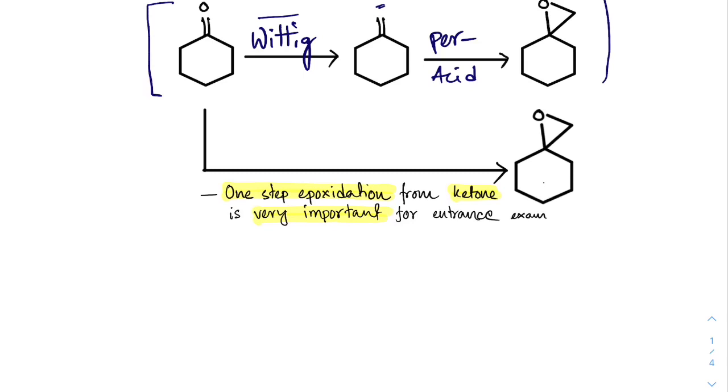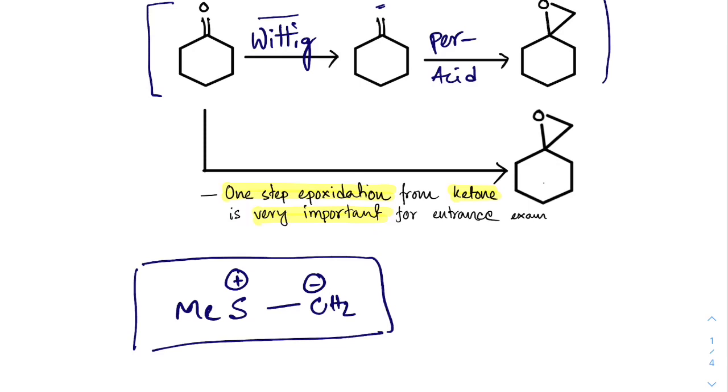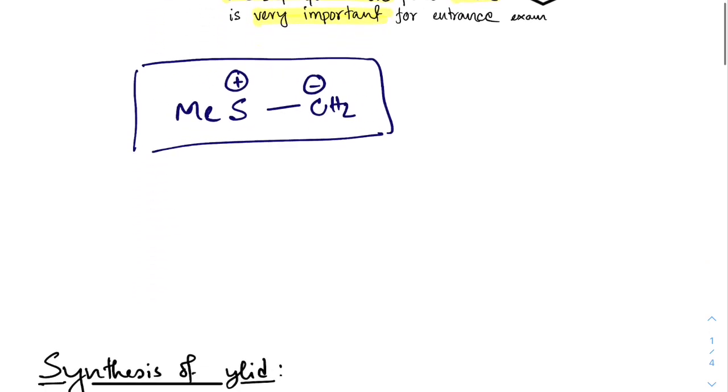This type of single-step epoxidation from a ketone or aldehyde is very important. So a sulfonium ion halide is generally like this. As it is a halide, it is charged, or you can say ionic. So it is a halide structure due to the presence of sulfur. It is a sulfonium halide. So what is the reaction mechanism for this kind of reaction?